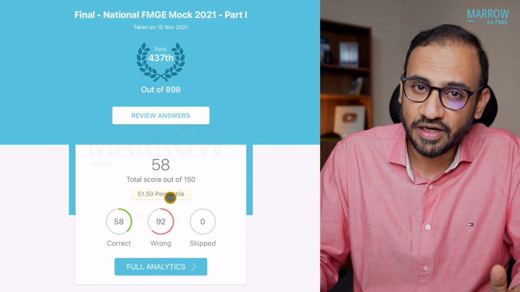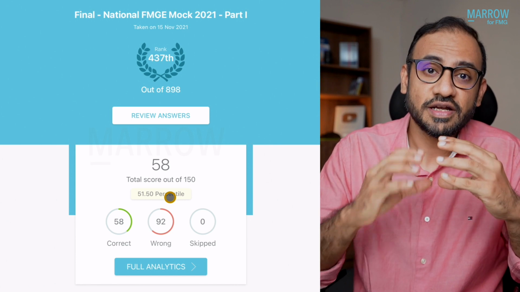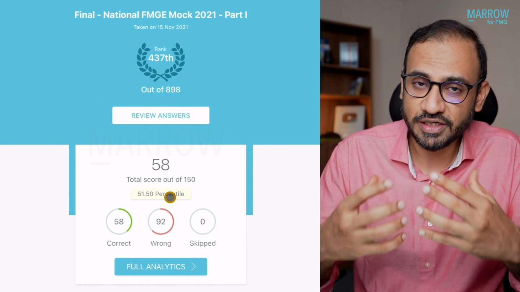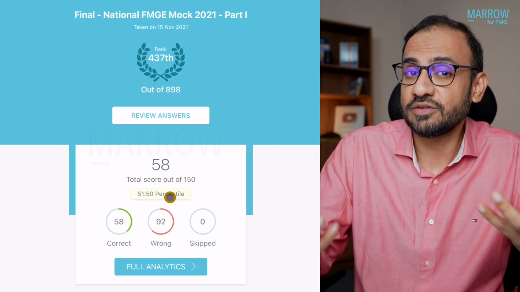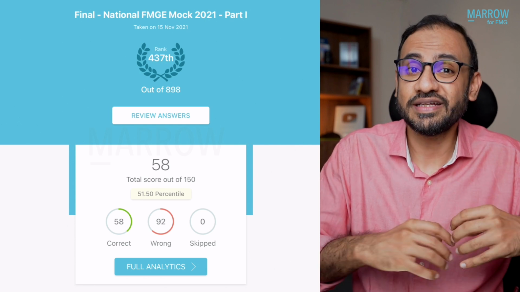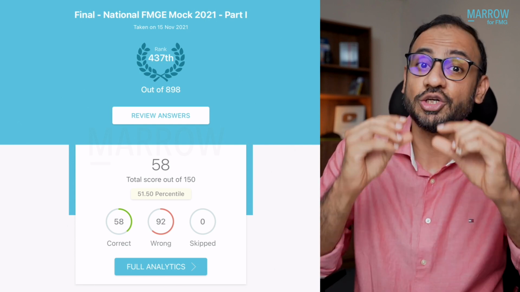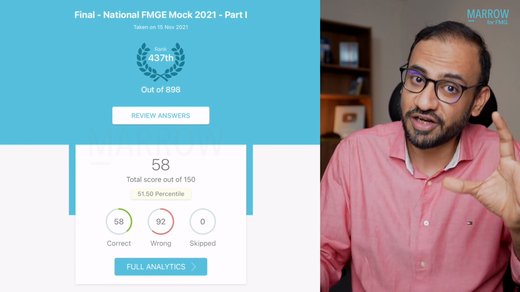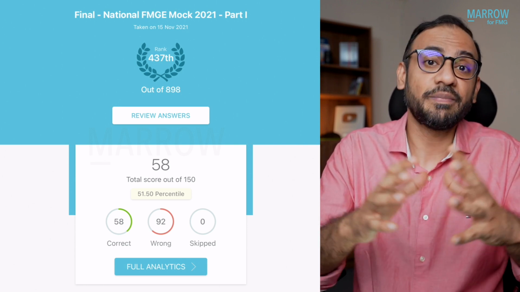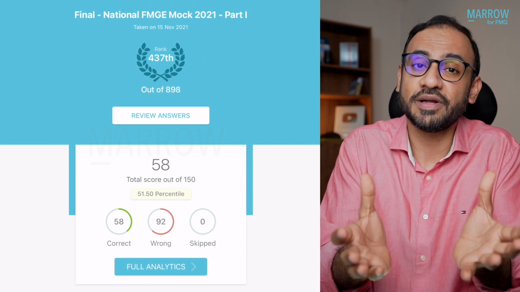What is this percentile? Percentile means this is the number of people below you. So suppose your percentile is 52%, it means you're better than 52% of the population. Right? Suppose your percentile was 90%, it means you're better than 90% of the population. So you're in the top 10% of the people, which is a very good percentile. So higher the percentile, better you're positioned compared to the population who has appeared for the exam.